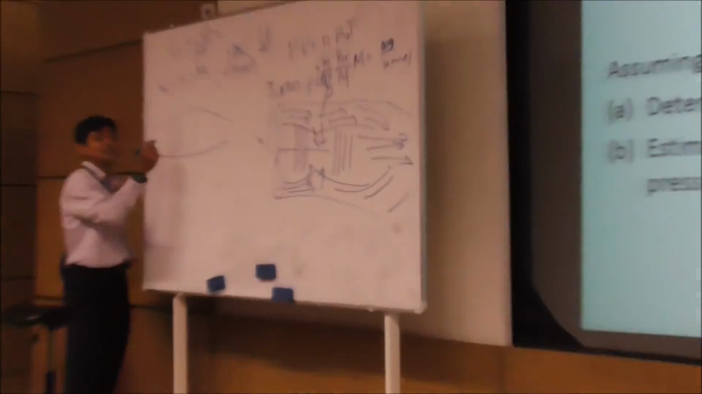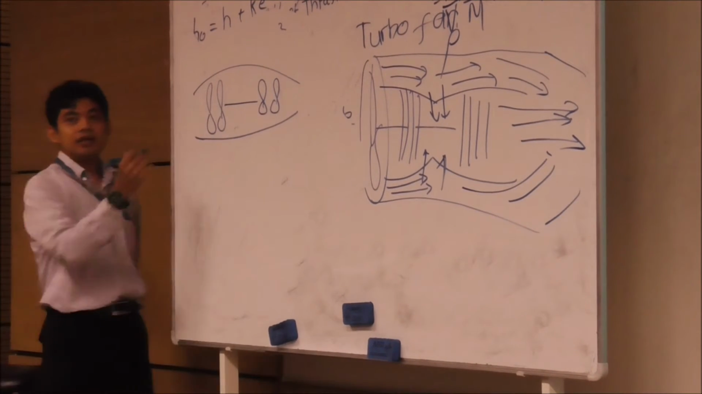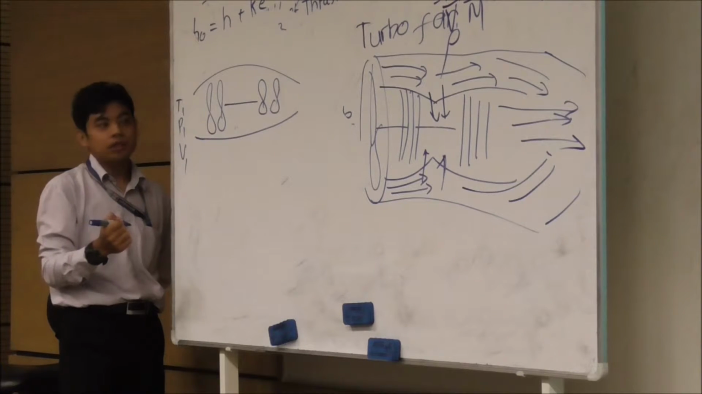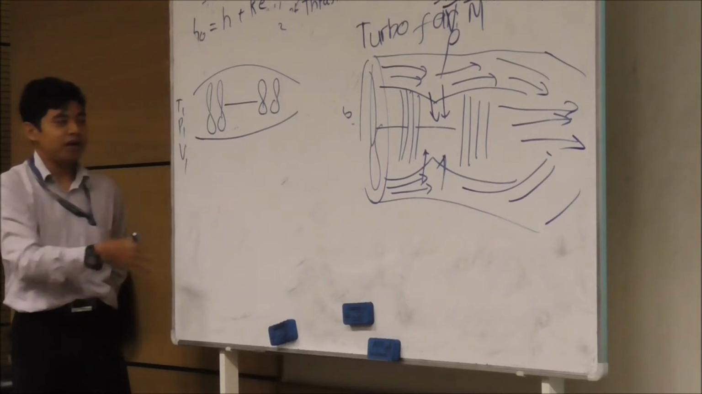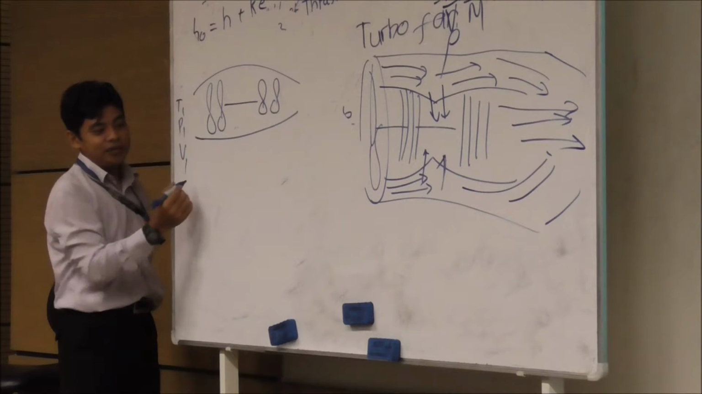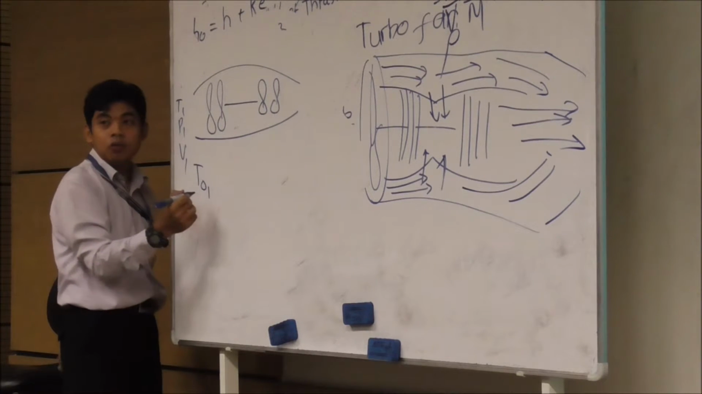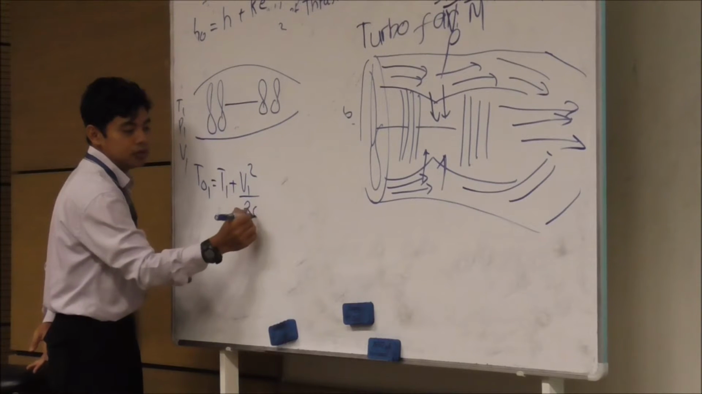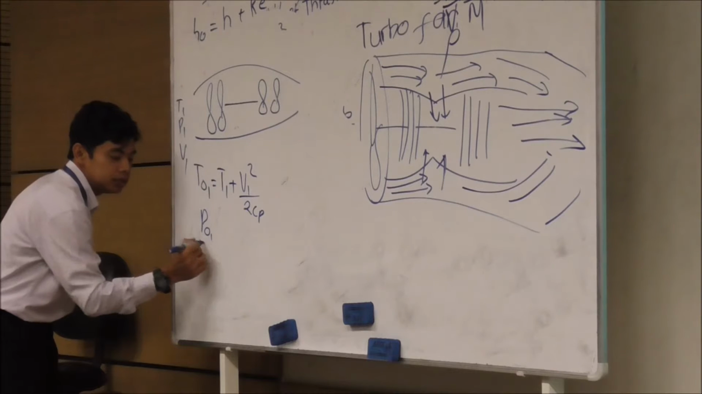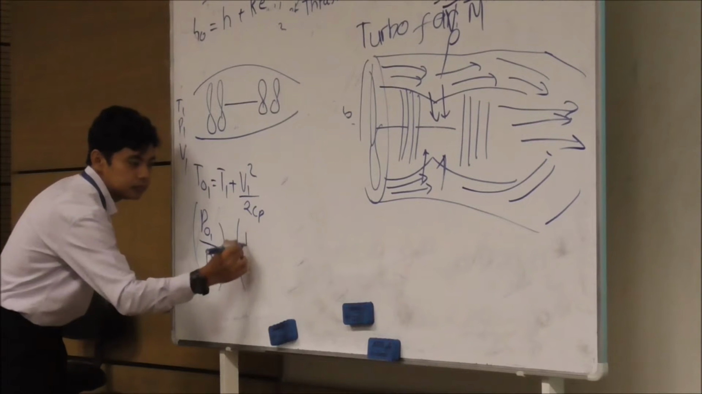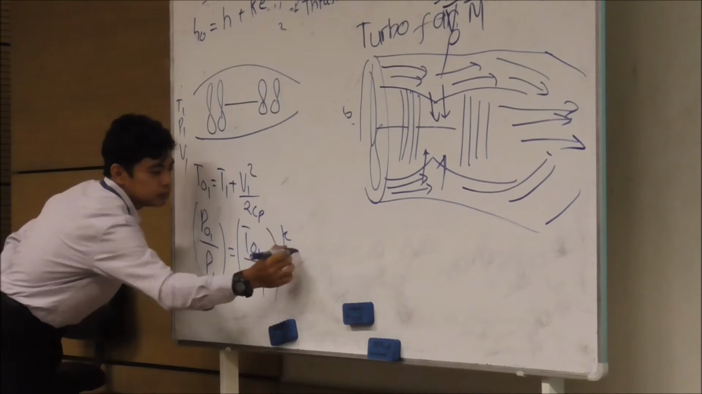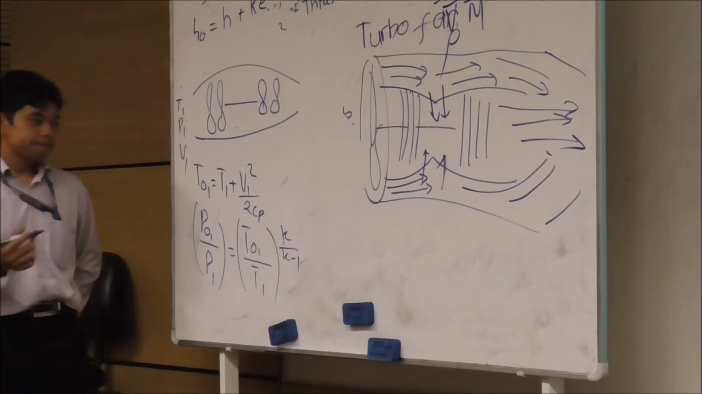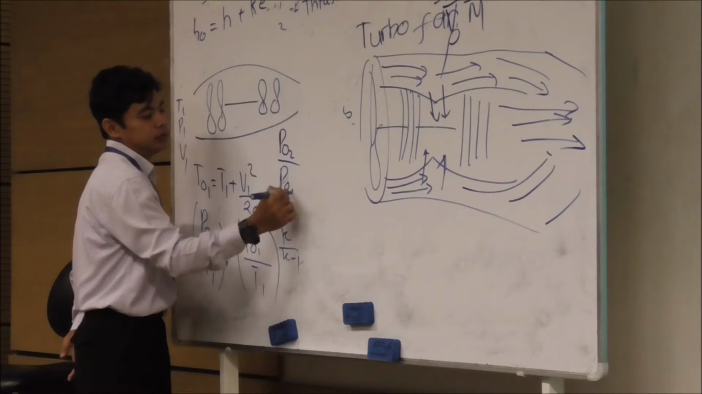This is what you need to do with your project. You get the inlet T1, you get the pressure P1, and then you get the velocity. I do not like to put it 1 and 2 actually, but anyway, I will put it like this first. Now, from here, you can calculate your T naught at 1. T naught at 1 will be T1 plus V1 squared over 2 Cp. Once you got that, you can calculate your P naught, and then you can calculate P naught 2.